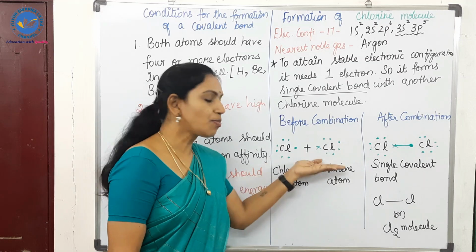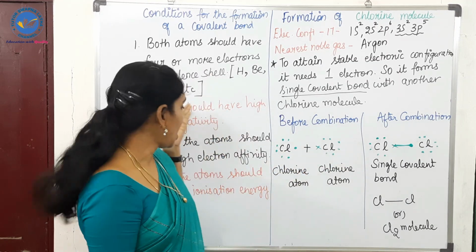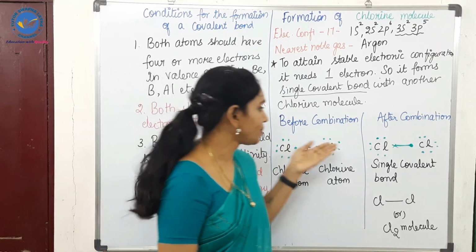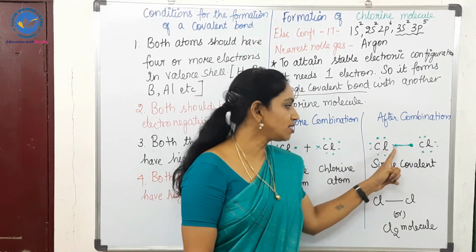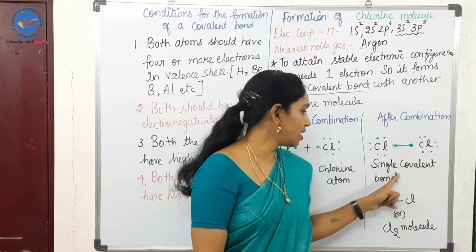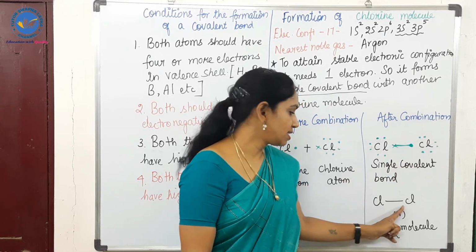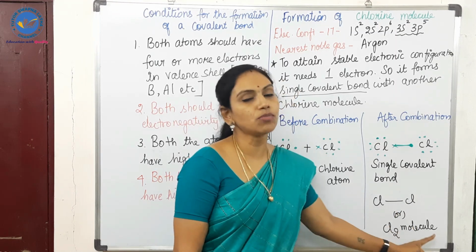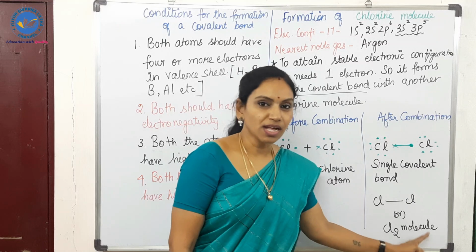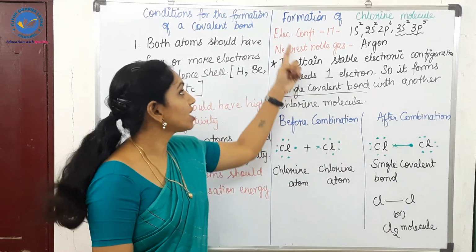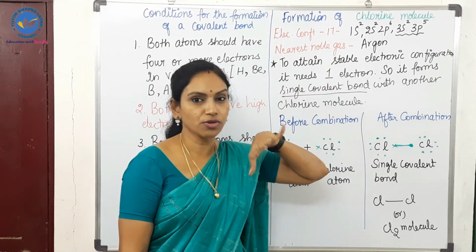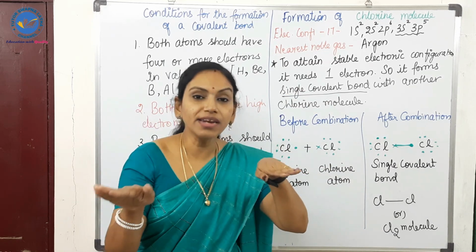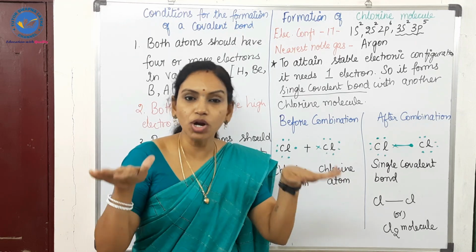Now both are combining due to high electron affinity and high electronegativity also. So this cross and this dot are forming a single covalent bond, and thus it forms a single covalent bond between the chlorine atoms and forms the chlorine molecule. Hope you understood. This is the formation of the chlorine molecule. Next we will see the formation of nitrogen. Nitrogen and nitrogen, how is it forming a triple bond between them?